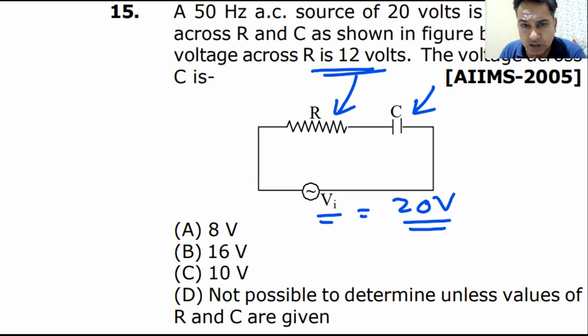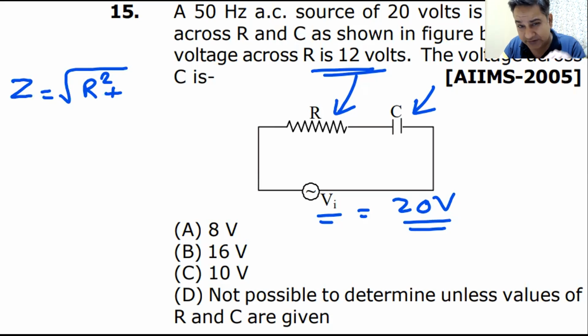Now the question is, how are you going to do this? Well, I just wanted to make a point, and that is why I've done this question. Remember, we know that Z is equal to root over R square plus XL square if it is RL, XC square if it is RC, XL minus XC or XC minus XL whole square, depending on whether XL is more than XC or XC is more than XL. Here it is simply R square plus XC square. We all understand this formula. This is the formula of the RC circuit.